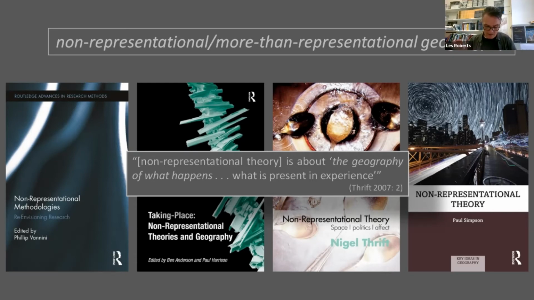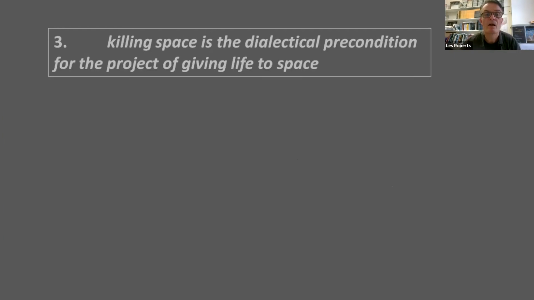So my aim is not to deny or downplay the specificity of any of these subject areas, but to draw out some of the common threads that run through all of them. There are essentially anthropological dispositions and sensibilities that they're each reaching for or exhibiting in some shape or form. I'm mindful of the time, so I'll cut short slightly this last provocation. This brings me to the third and final provocation, which is: killing space is the dialectical precondition for the project of giving life to space.